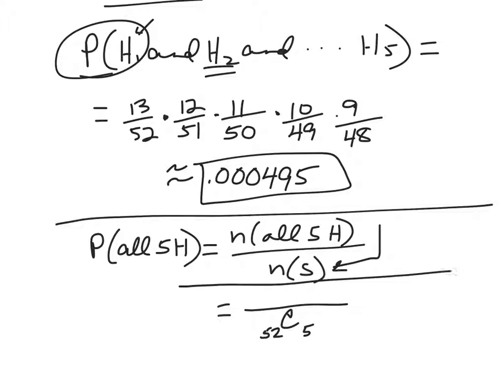Now, thinking in terms of how many of those are all 5 hearts, again, repetition would not be allowed, order wouldn't matter, but I'm not picking from 52 cards anymore, I'm only picking from 13. So that'd be a combination of 13 things, 5 at a time for the numerator. If you do 13 combination 5 divided by 52 combination 5, you're going to get this number again. Exactly. So that's another approach you could have taken to get it.